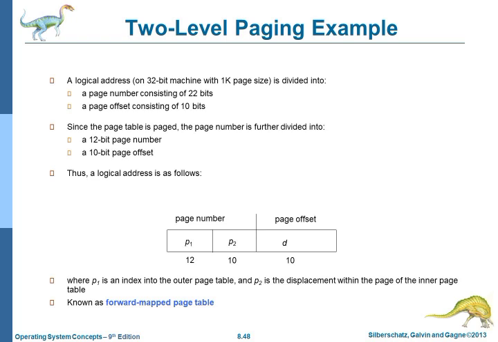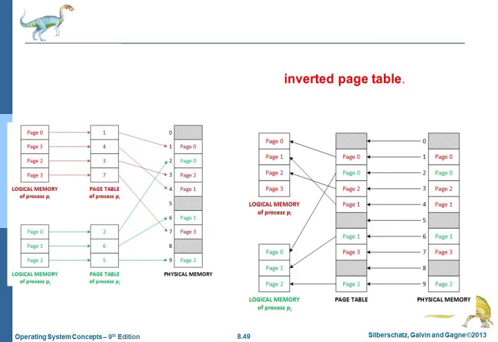We will show it with P1, P2, and D. P1 is an index into the outer page table, and P2 is the displacement within the page of the inner page table, known as a forward-mapped page table. From the left, it is a non-inverted page table.